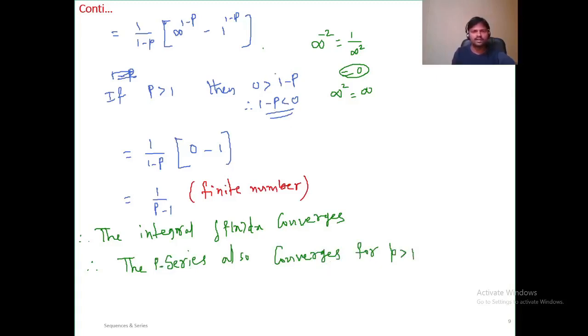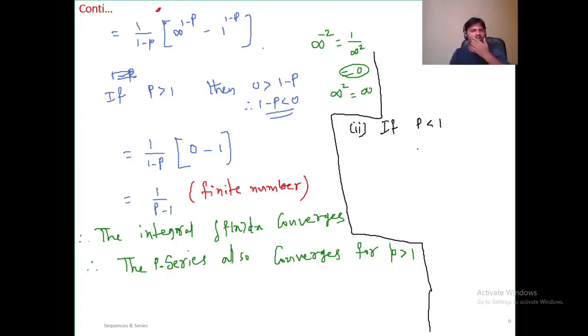Next, look at the second statement. If p is less than or equal to 1, I need to prove that it diverges. So next, case 2, that means the second statement. Let us take p less than 1 first, and next I will take p equal to 1. Okay, if p is less than 1.